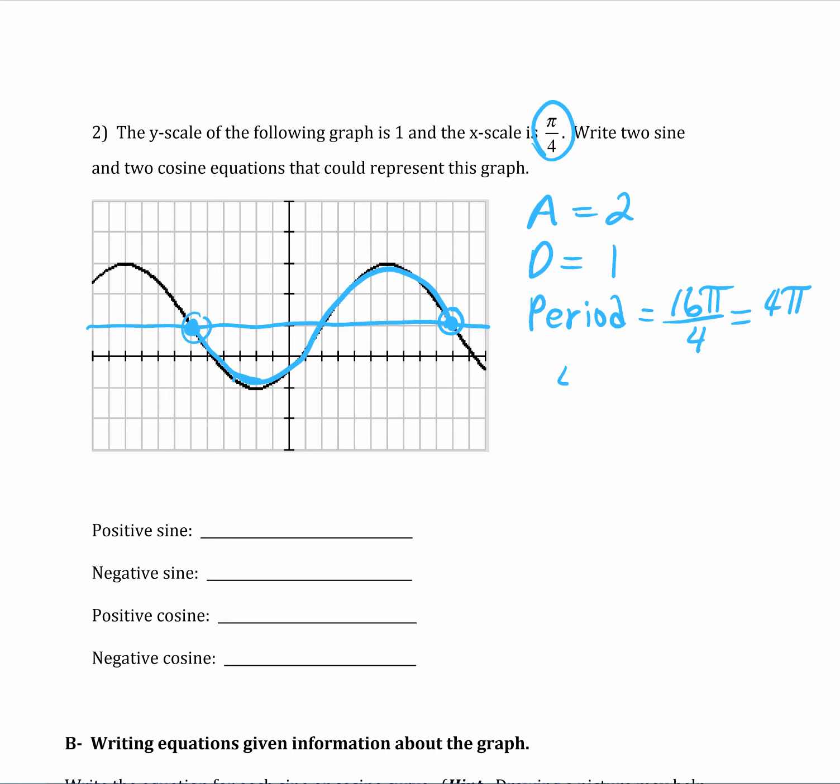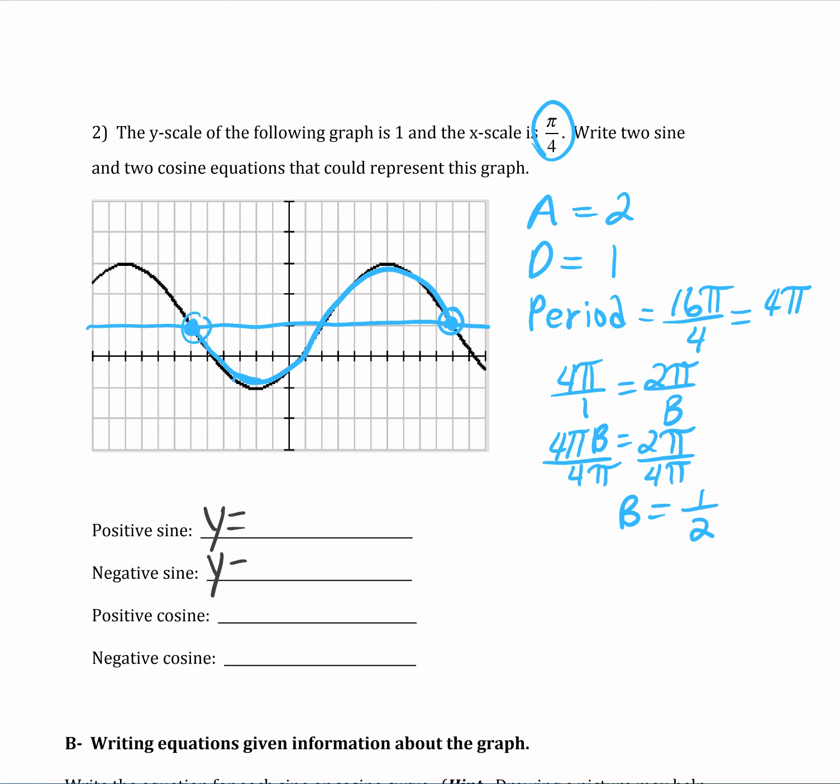Now, when we set this equal, I'm going to make this 4 pi/1 is equal to 2 pi/b. In this situation, we'll have to cross multiply. So we'll get 4 pi b is equal to 2 pi. Divide out the 4 pi, and you're going to get a b value of 1/2. So now I have all the information except for my phase shifts that I can plug in.